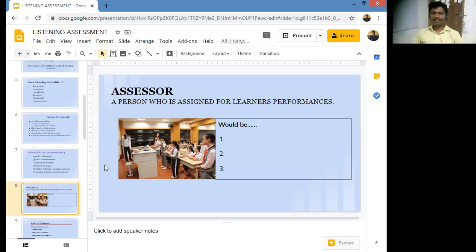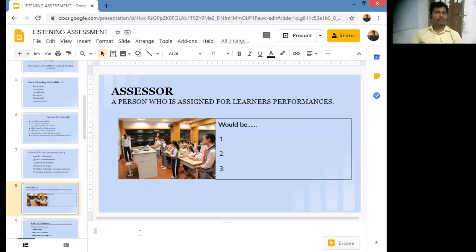So please try to use your comment box, and please try to write who can play the best role of the assessor. There at the downward you can find a comment box. You can see there, I'm moving the cursor over there. Please try to have your comments there. So who would be the assessor?